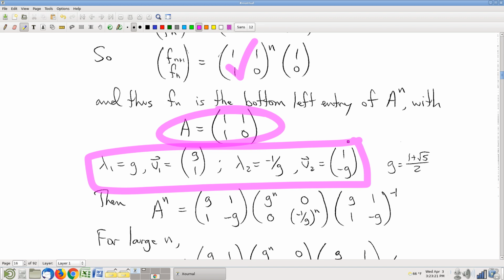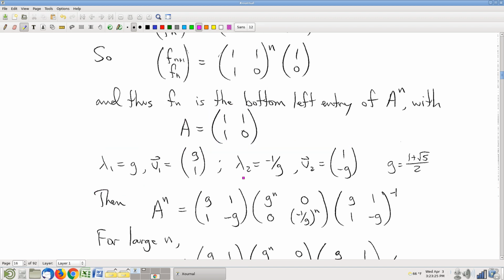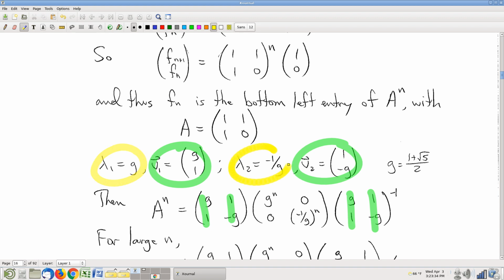But anyway, having done so, these are the eigenvalues and eigenvectors. The eigenvectors, you'll notice, are the columns in this conjugation. The eigenvalues, you'll notice, are the diagonal entries here. And then raising A to a high power is done, in effect, by raising the diagonal to a high power, which is easy.